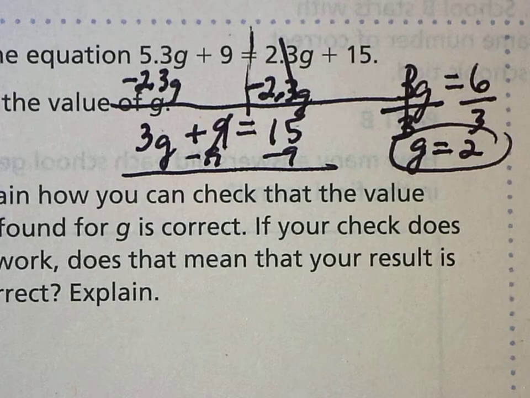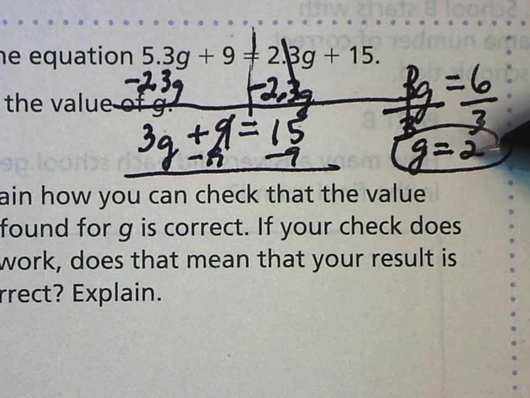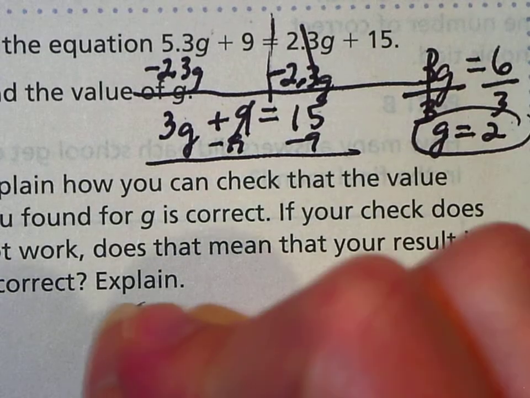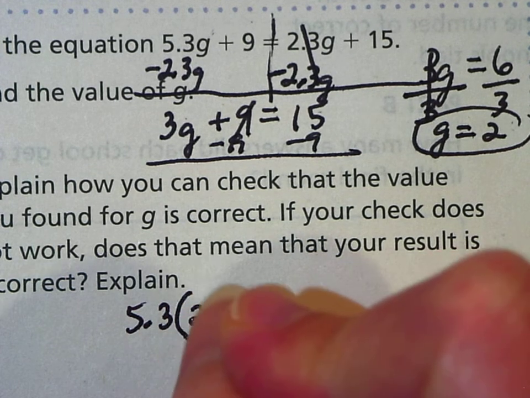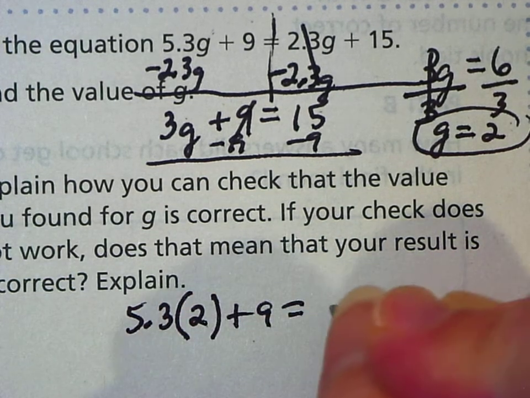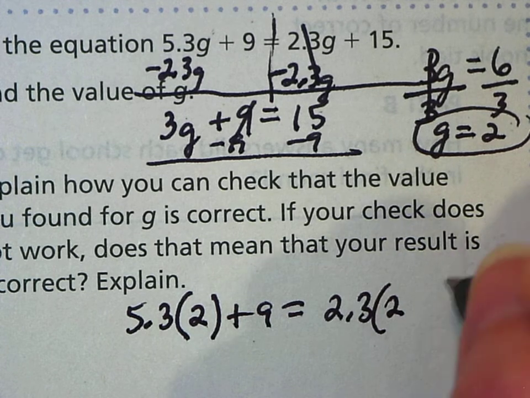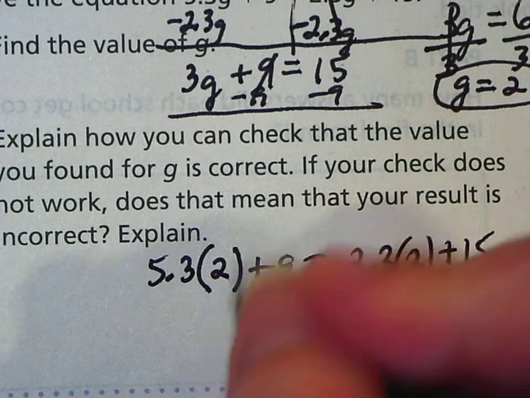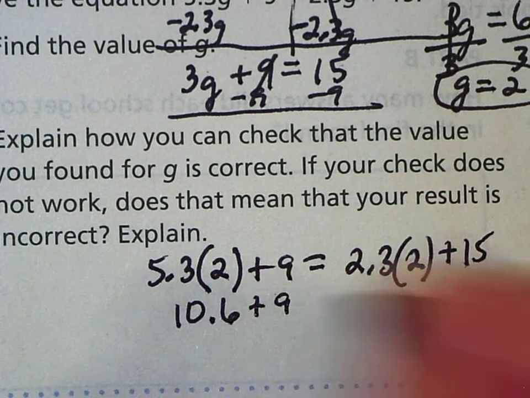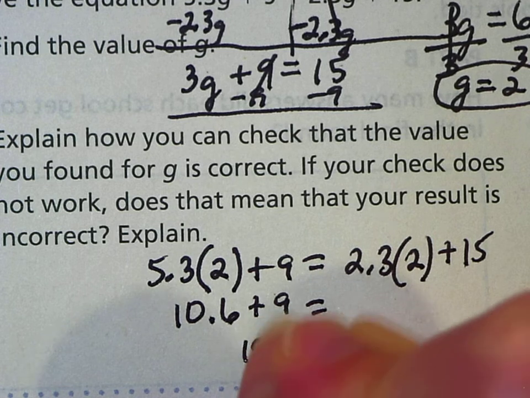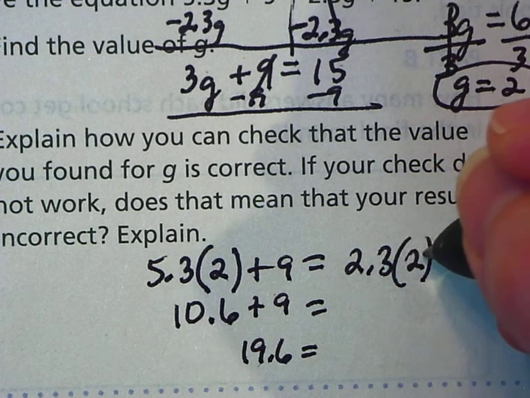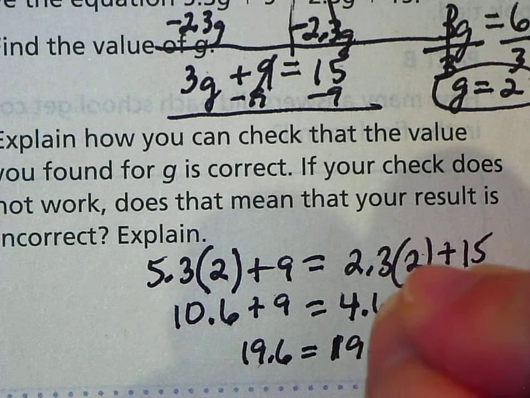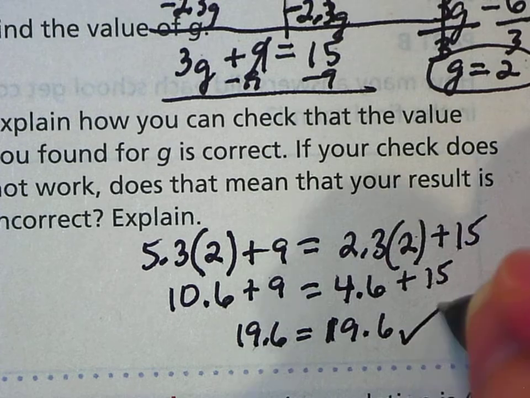Well, the way you can figure out if you are right, if I say g is 2, then let's plug in 2 into these g's up here in the problem and solve. So I have 5.3 next to g, so times 2 plus 9. And then I have 2.3 times 2, g being 2, plus 15. So let's solve. 5.3 times 2 would be 10.6 plus 9 would be 19.6. Okay, so now 2.3 times 2 would be 4.6 plus 15 would be 19.6. So that is correct. So g is correct.